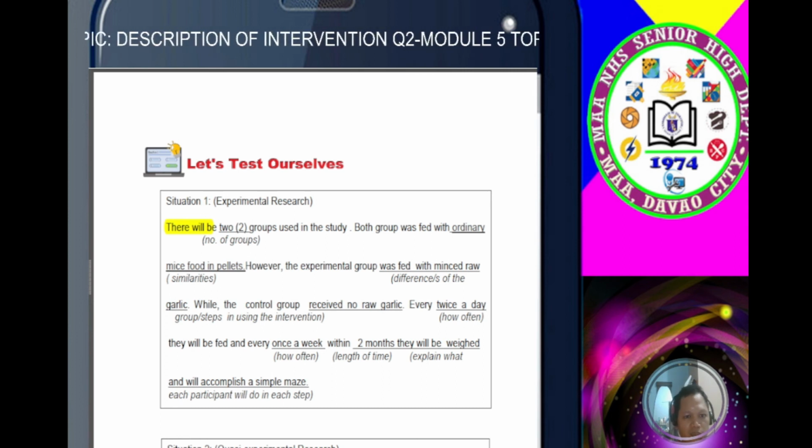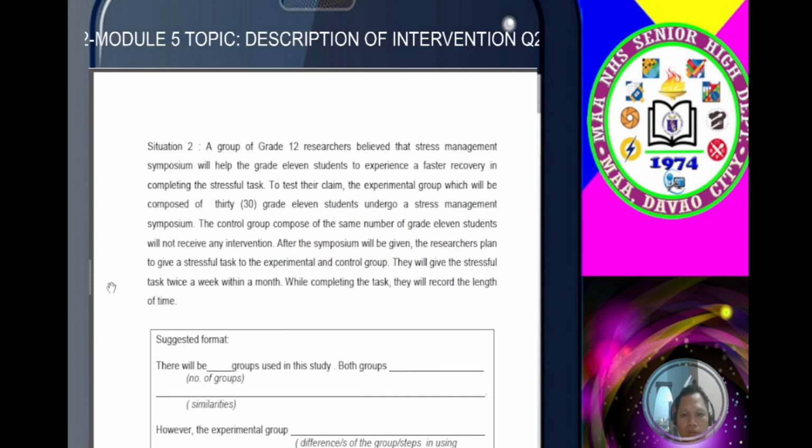Okay, let's proceed. So situation 2. A group of grade 12 researchers believe that a stress management symposium will help grade 11 students experience a faster recovery in completing a stressful task. To test their claim, the experimental group, composed of 30 grade 11 students, will undergo a stress management symposium. A control group of the same number of grade 11 students will not receive any intervention.